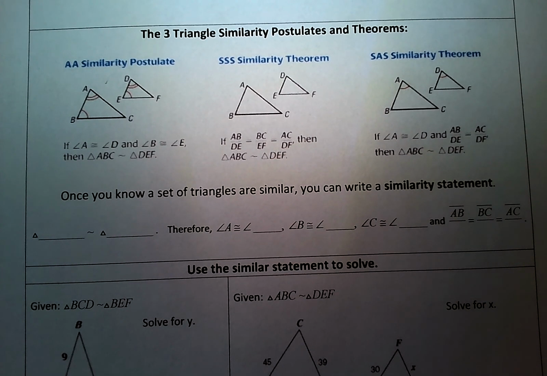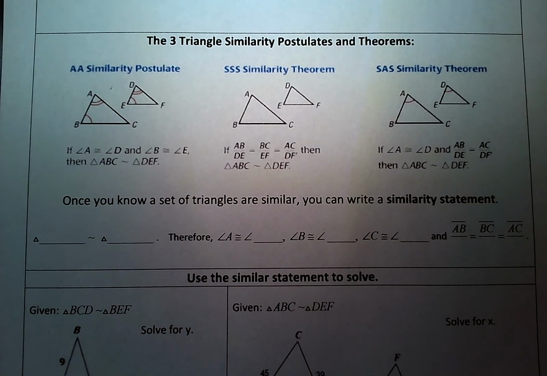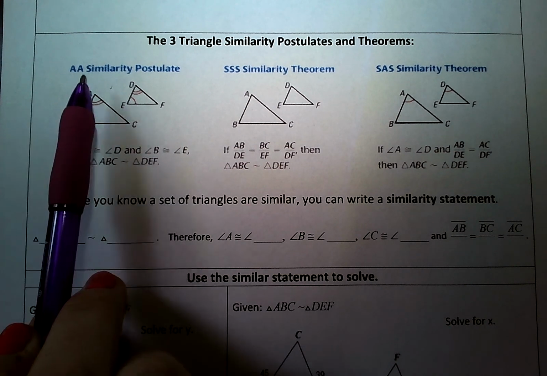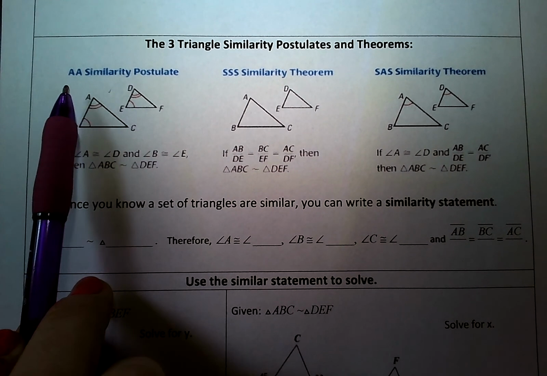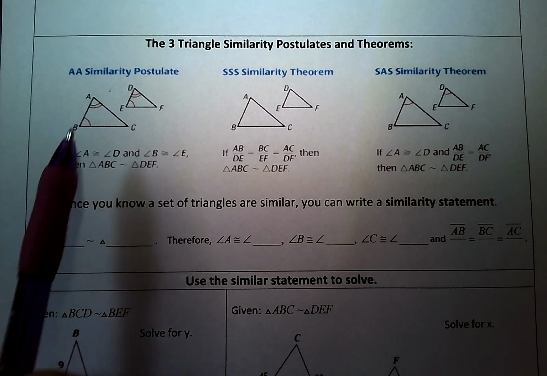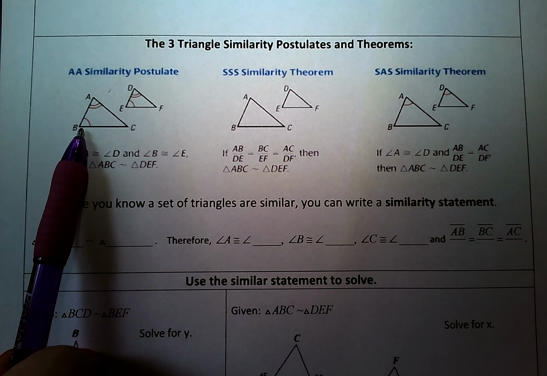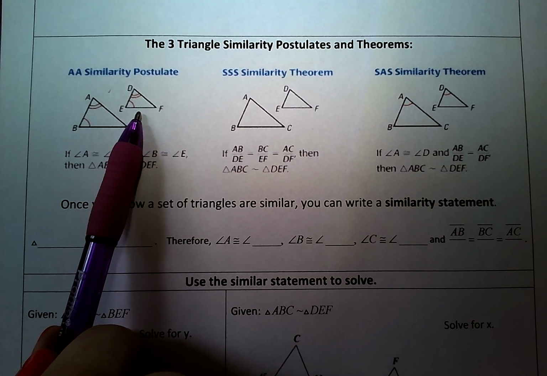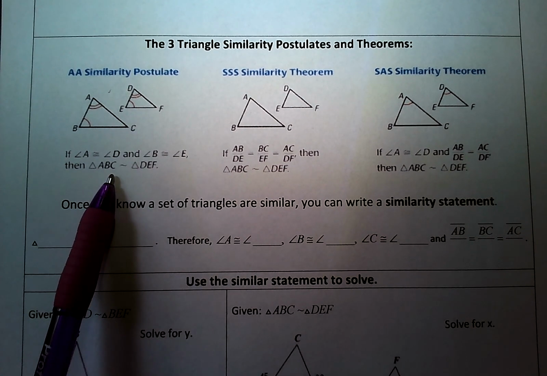So in congruent triangles, there are 5 ways to prove congruence. But in similarity, there are only 3 ways to prove similarity. And that is called the AA similarity postulate, standing for angle-angle. And in this proof, it says if we can prove that 2 angles of one triangle are congruent to 2 angles in another triangle, then those 2 triangles are similar.